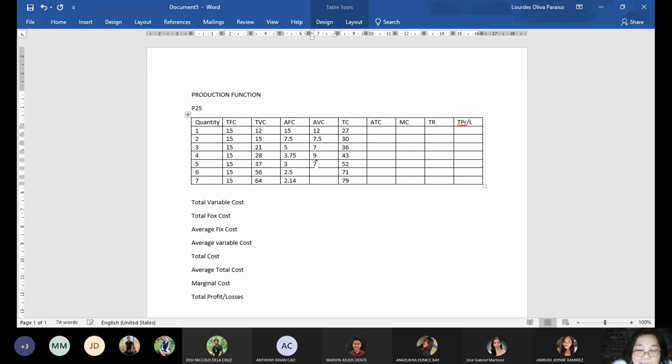Paki-compute. 37 divided by 5. What do you get? 7.4. Okay. Mental math, ano? Okay. And then 56 divided by 6. What do you get? 9.33. Okay. And then 64 divided by 7.